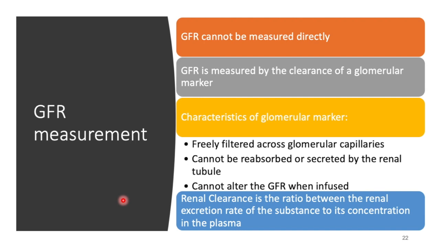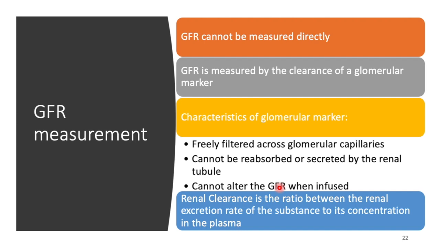So how do we measure GFR clinically? We do know that it cannot be measured directly. So GFR is measured by the clearance of a glomerular marker. A glomerular marker should have all the following characteristics: it is freely filtered across glomerular capillaries, and it cannot be reabsorbed or secreted by the renal tubule. Another characteristic is that when the glomerular marker is infused into the body, it should not alter the GFR.